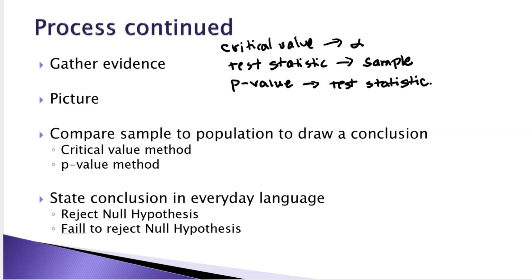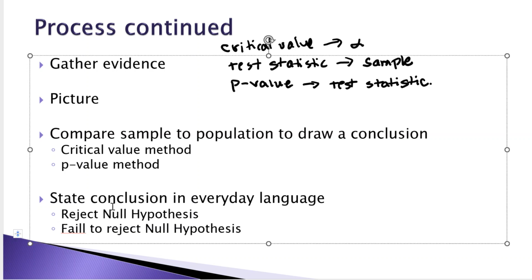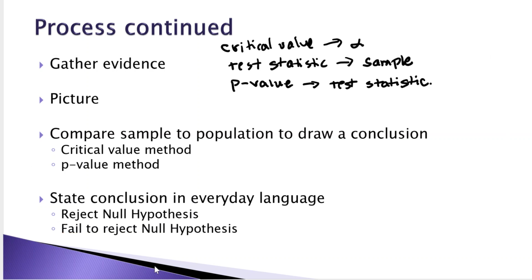And then we state our conclusion in everyday language, and we have two choices. We either reject the null hypothesis or we fail. Let me fix that. We fail to reject the null hypothesis. Those are our two final conclusions. Okay? So let's come back and look at our example.